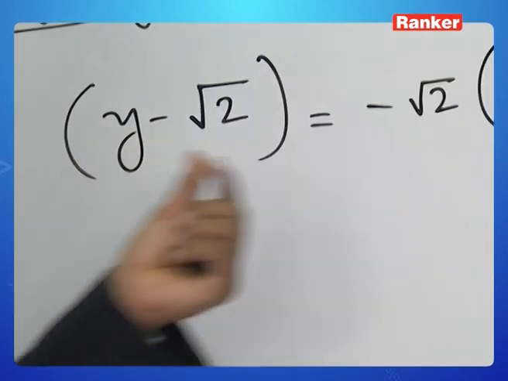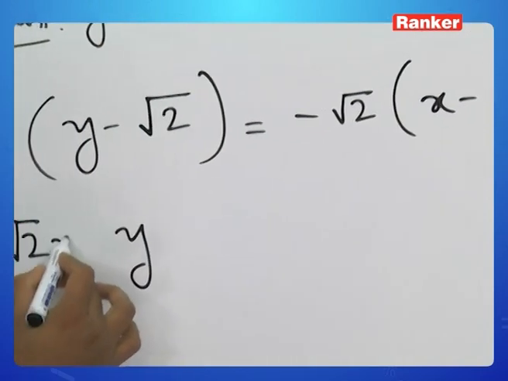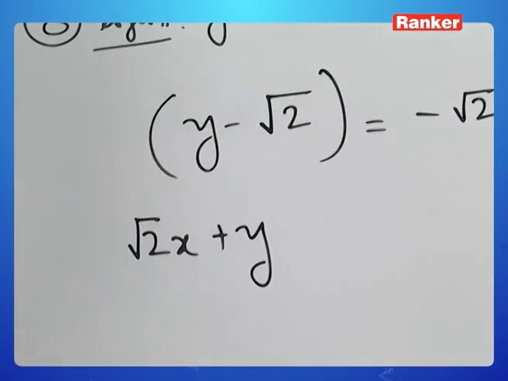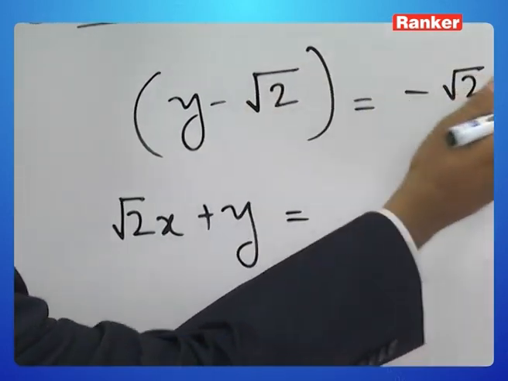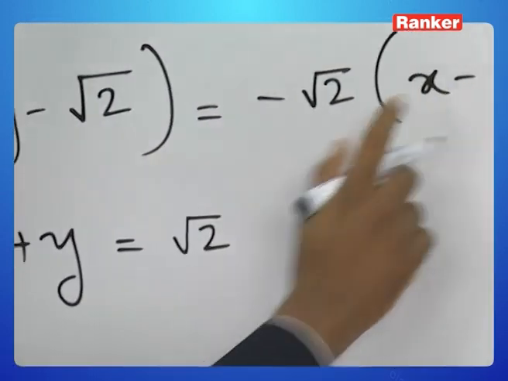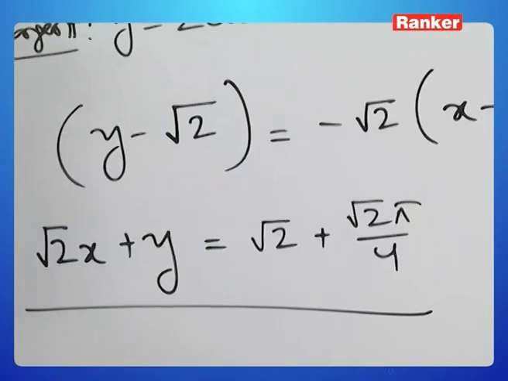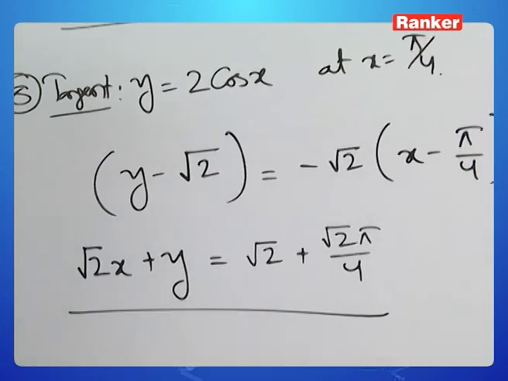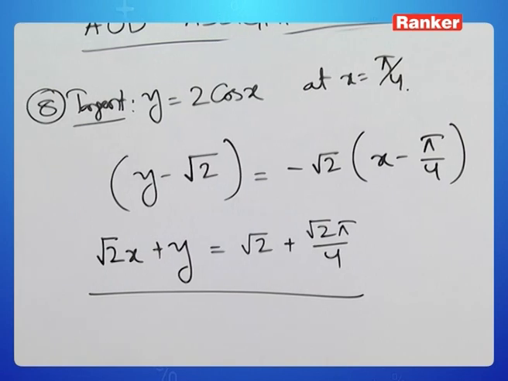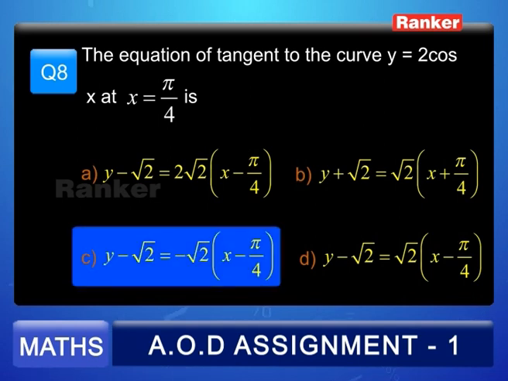y, throw minus root 2x to the other side, it will become root 2x plus y equal to, send this root 2 to the other side, root 2 plus root 2 pi by 4. So the equation of the tangent is root 2x plus y equal to root 2 plus root 2 pi by 4. The answer is y minus root 2 equal to minus root 2 into x minus pi by 4, which is option C. So our right answer is option C.